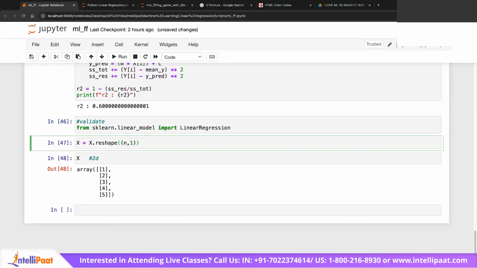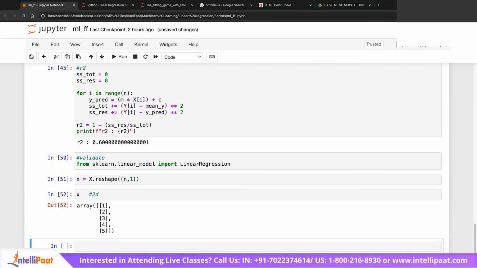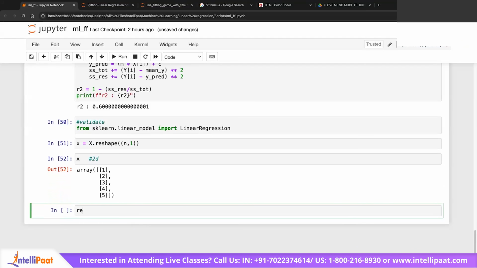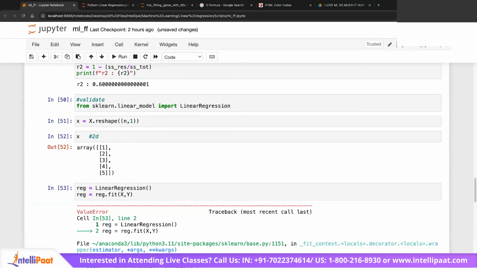Now that the whole thing is converted into 2D format, let's take this as a small x, not a capital X, because there will be a lot of confusion. So let's run. Okay, x value should be equal to this. What you need to do is call the library. Regression is equal to LinearRegression, close the bracket. Then regression dot fit, and inside the fit you will pass the actual value of x and the actual value of y.